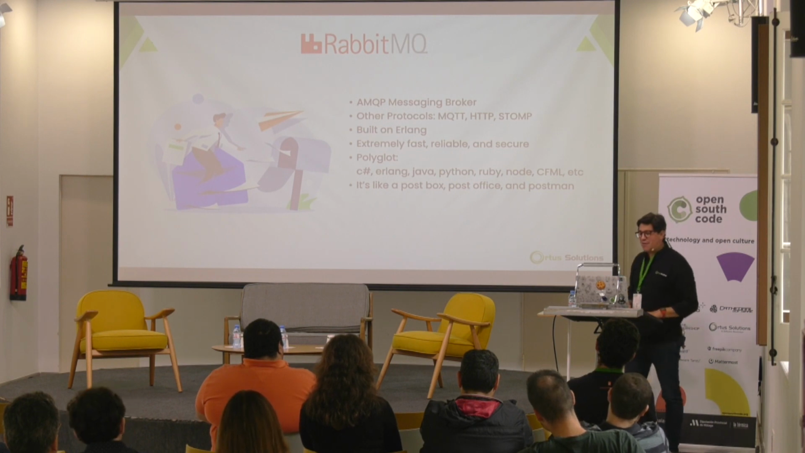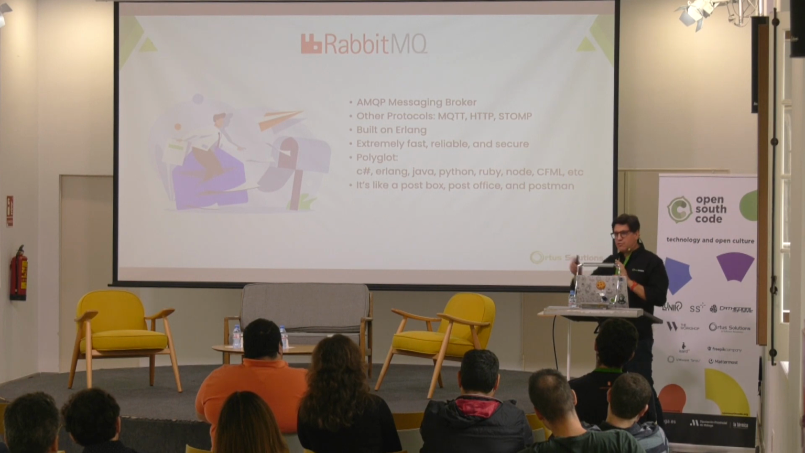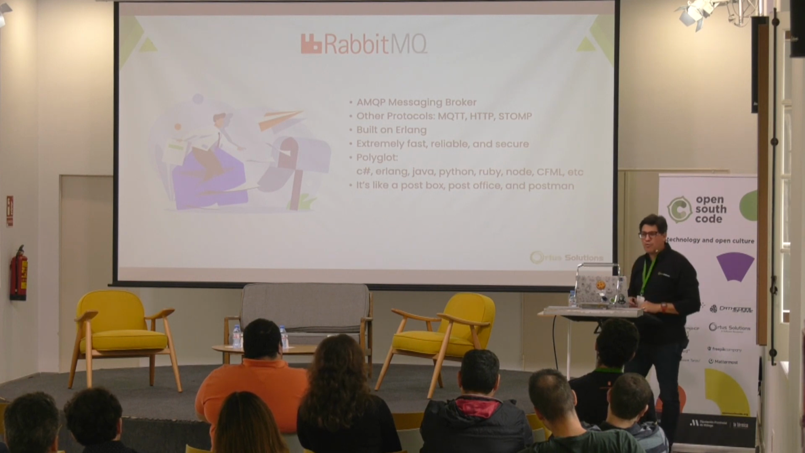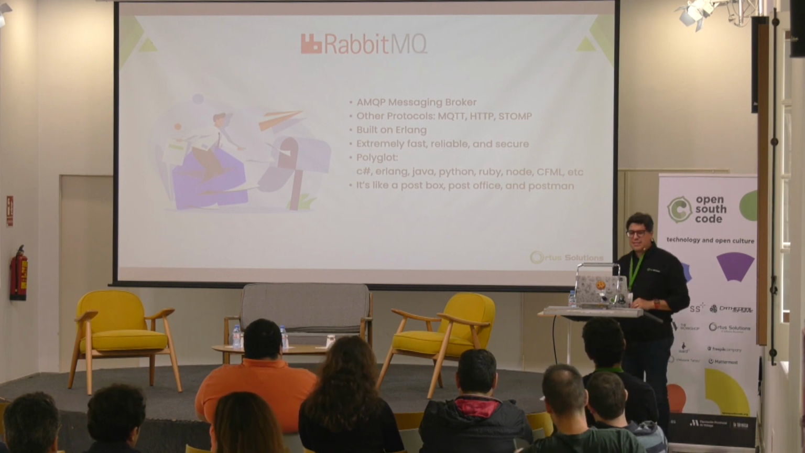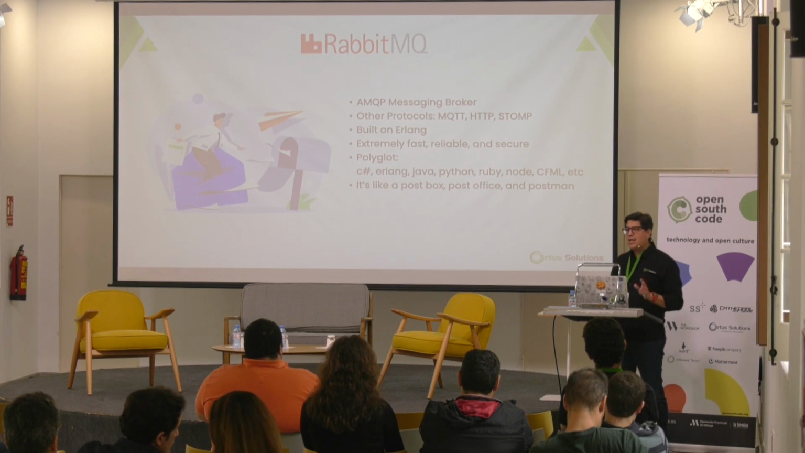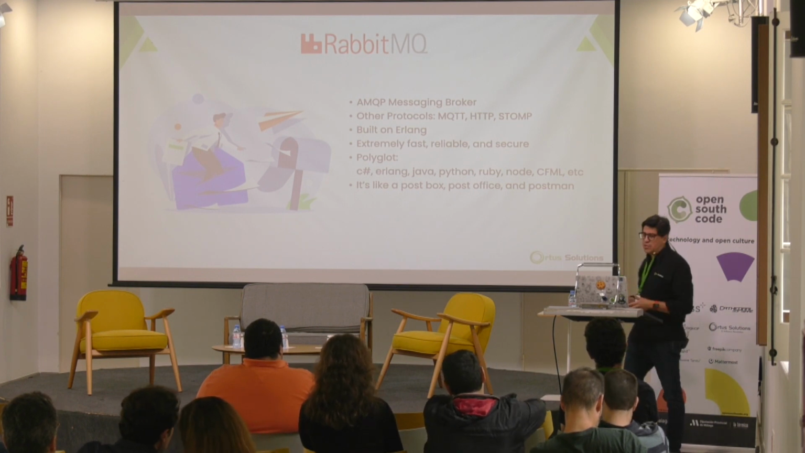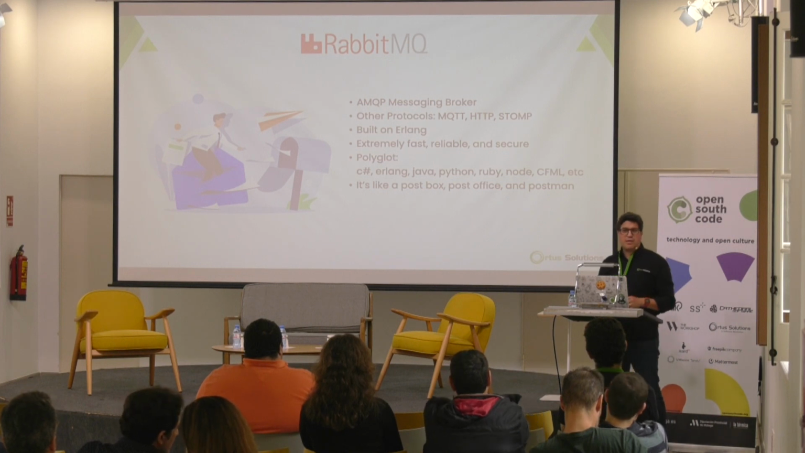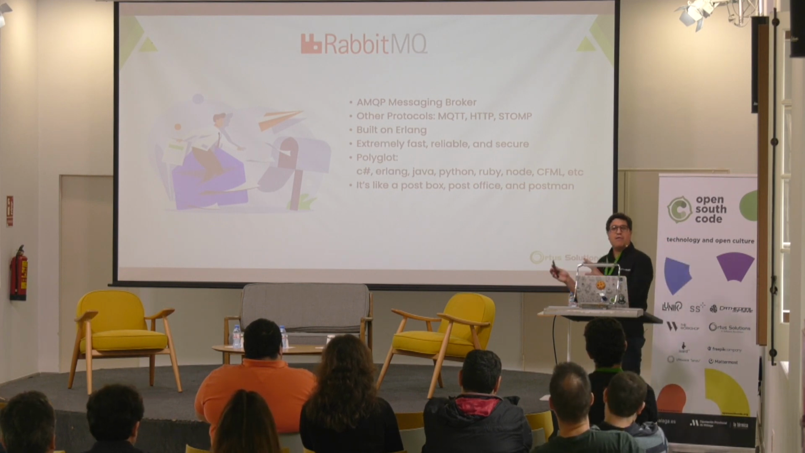Erlang is very weird. It actually allows you to execute functions from one server to the other as if it's a normal method. It's built for distributed programming. It's really funky. It's extremely fast because of that, reliable and secure. And like I said, there are tons of SDKs. For example, us at Ortus, we manage the ColdFusion SDK. We are the ones officially maintaining it for RabbitMQ. And think of Rabbit as a post box, a post office, and a postman all in one.